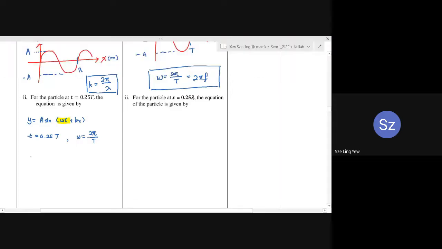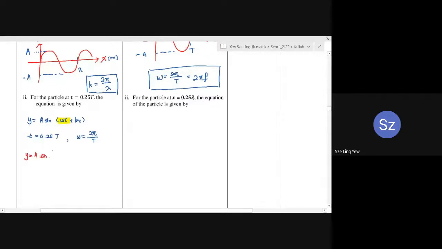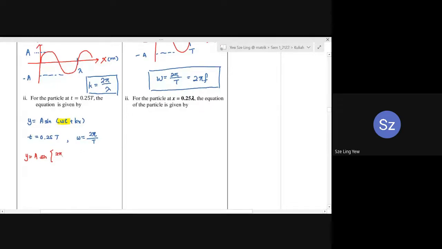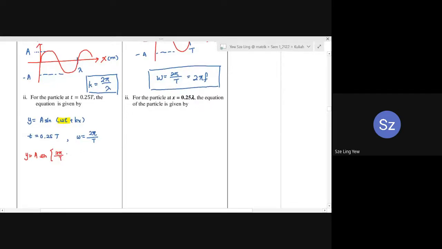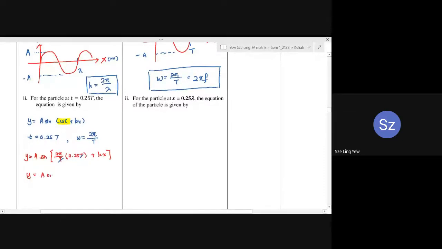So now let us continue. So y equals A sine, omega, we have 2 pi over T times t, which is now 0.25 T, plus kx. So T and T, you can cancel it out. Okay, T and T, you cancel it out. And then we simplify the equation, and we're going to obtain an equation A sine.